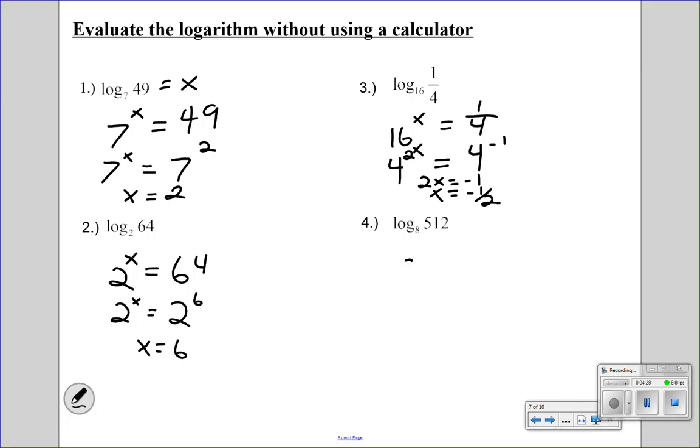Moving on to this last problem, our base is 8, so 8 to the x equals 512 when we rewrite it in exponential form. 8 to the x equals 512 is 8 cubed, so we just know that x equals 3.